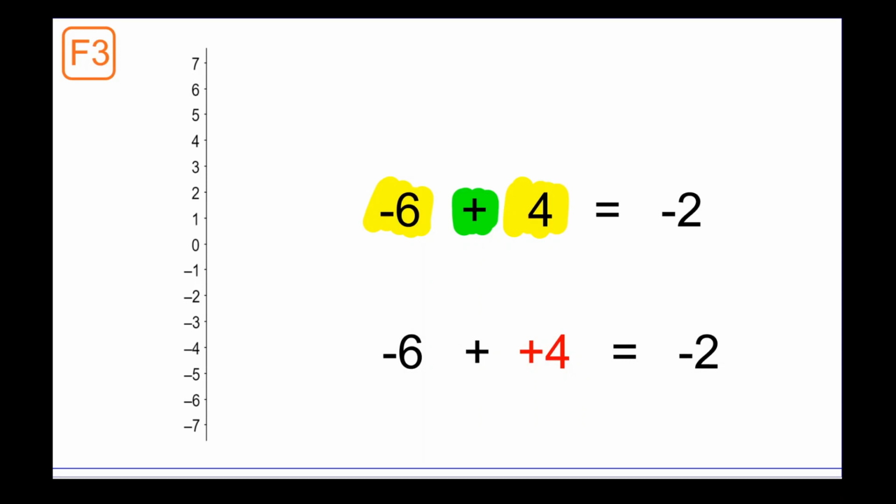Let's see what's going on here. Again, we've got the negative 6 and we've got a positive 4, and the operation in between is still to add. And the important thing here is to realize that these two are both the same number. They're both positive 4, just written a little bit differently. Let's do another example.